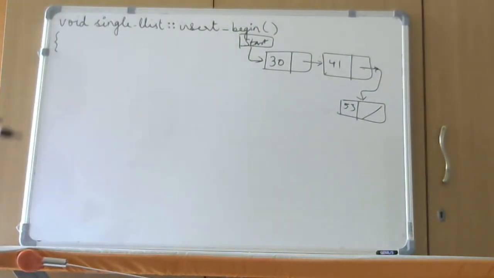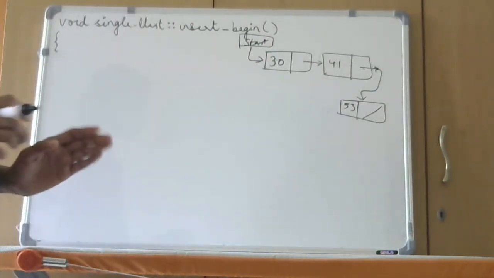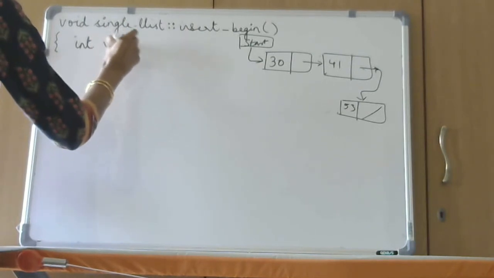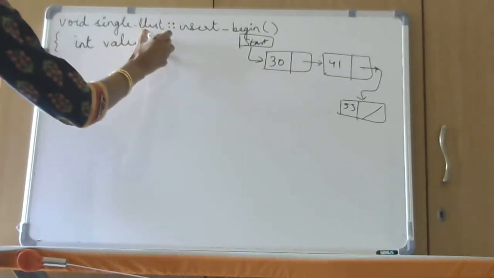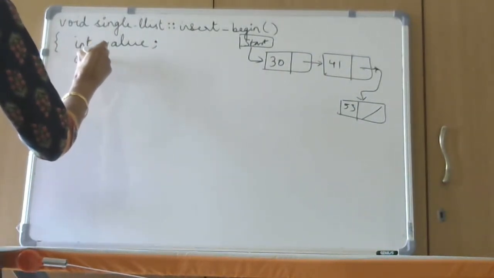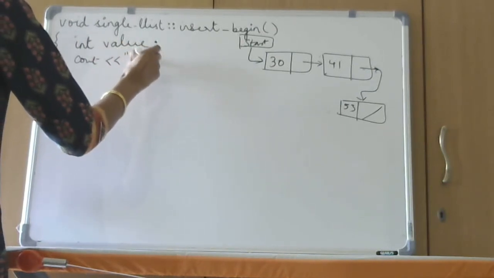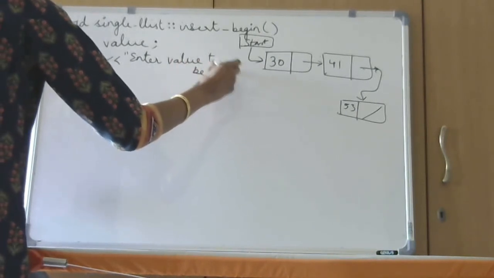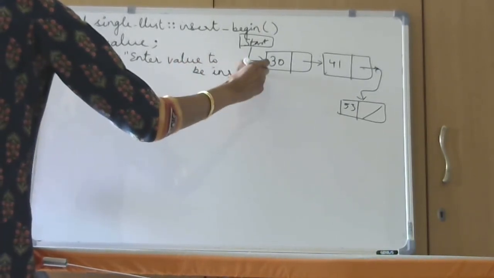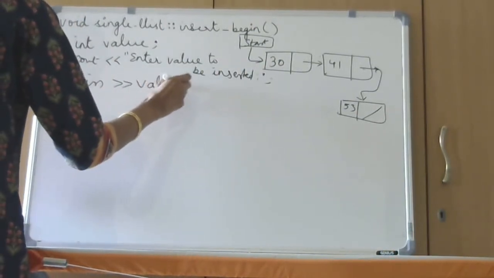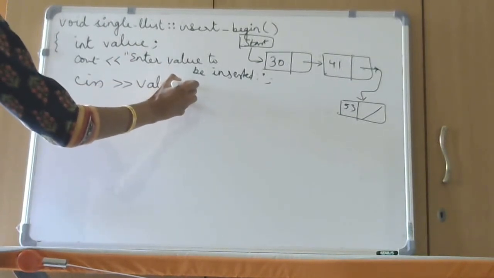Now, if I want to insert at the beginning, this is what I want to do. First, let me take one variable, int value. Value is where you are going to accept what you want to insert. So, cout, enter the value to be inserted, and cin, I will accept the value that I want to insert. Okay, I have accepted the value.